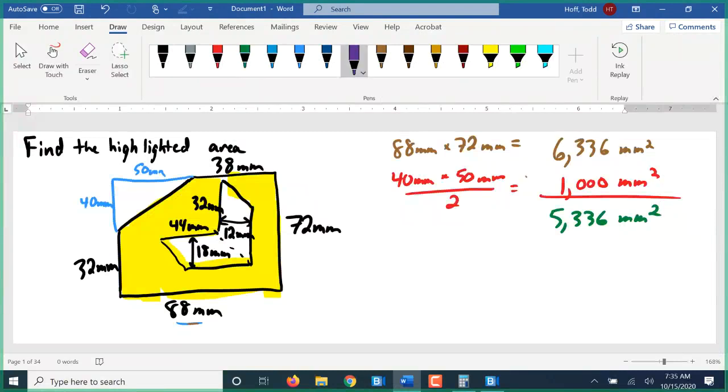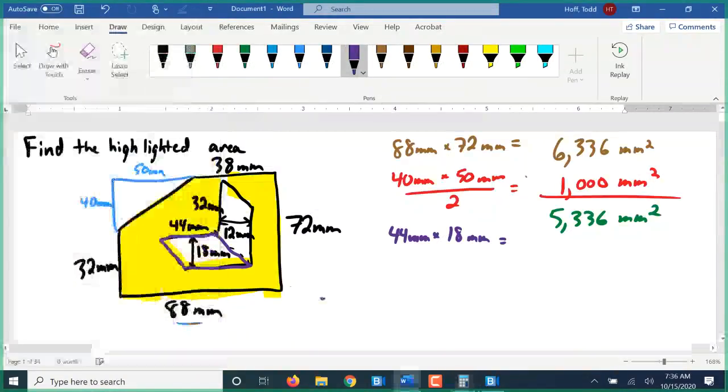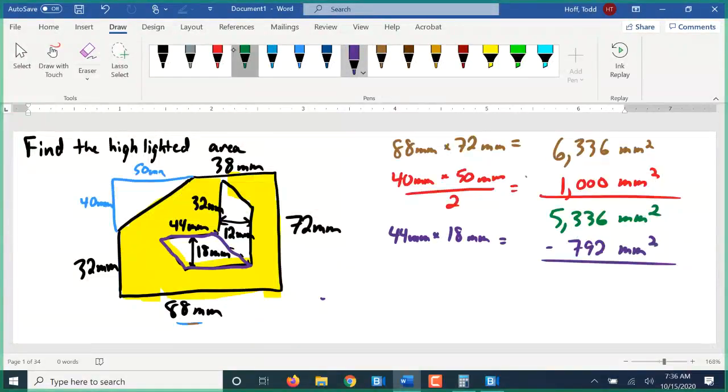Now we have to subtract out the pieces on the inside here. Well, they're not as difficult as they might appear. This is simply a parallelogram with a length of 44 and a height of 18. So that's just going to be 44 times 18. What is that, 792? Yes, millimeters squared. So we will subtract that. It was 4,544 square millimeters is our running total at this point.